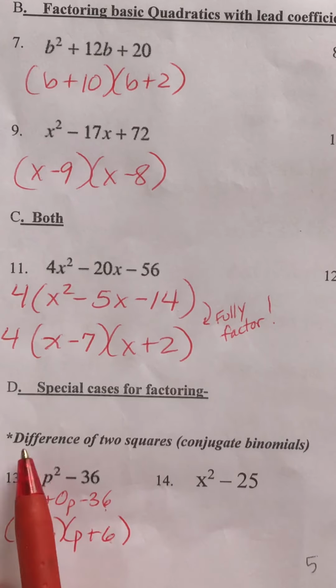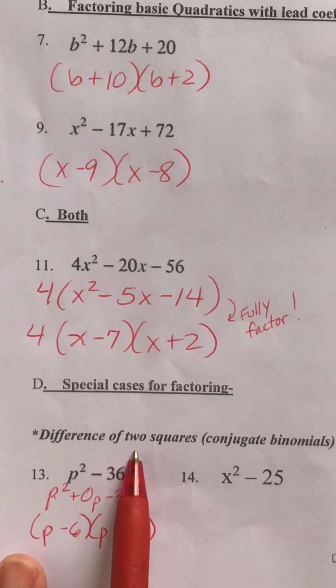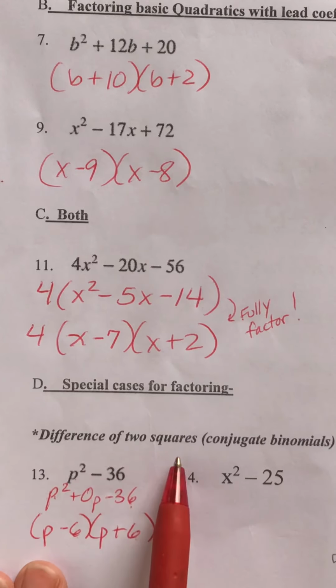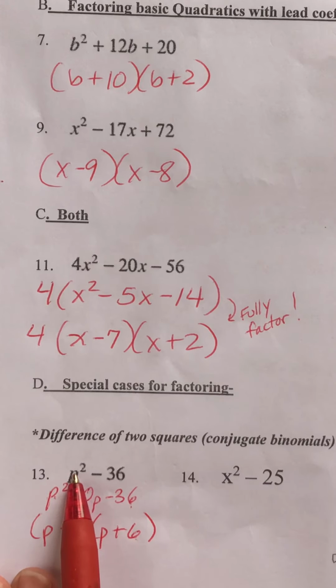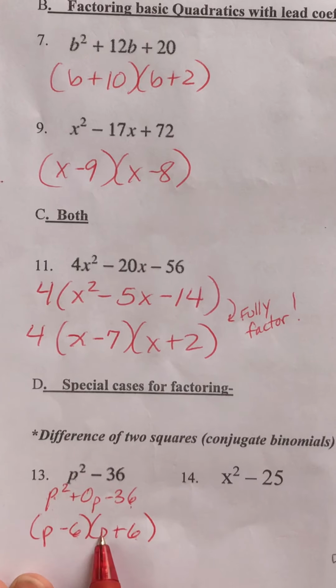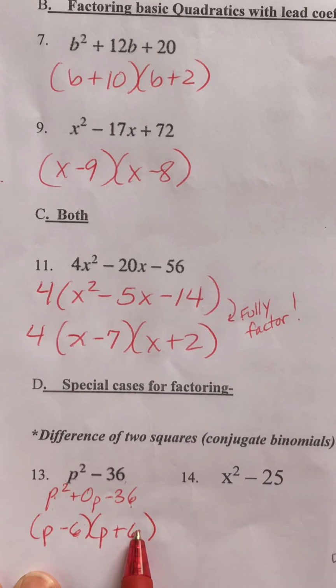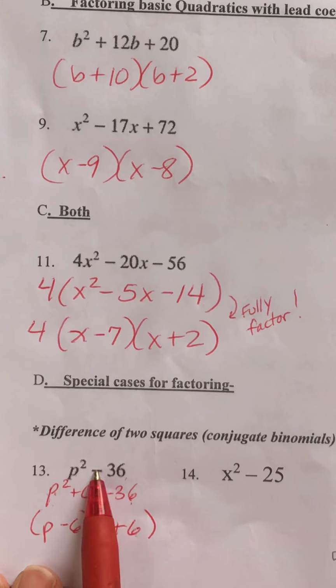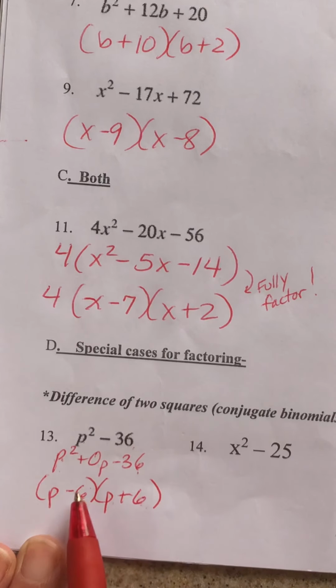So when you see the difference, there's a subtraction, of two terms that are perfect squares, because p squared is a perfect square, p times itself, and 36 is a perfect square, 6 times itself. It's got to be a minus in here in order for this to be a negative 6 and a positive 6, and then that drops out the middle term.